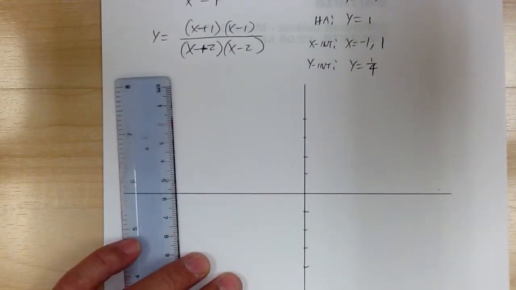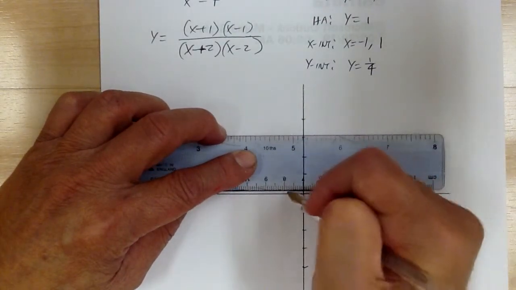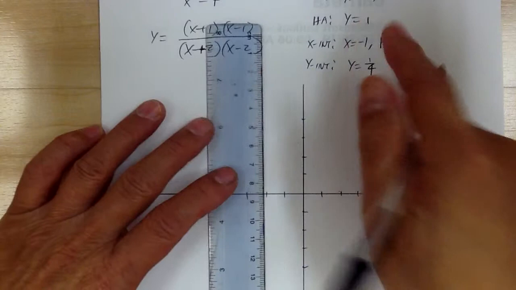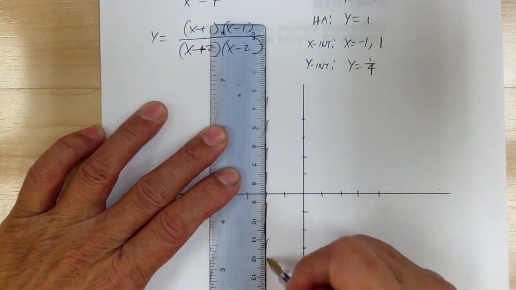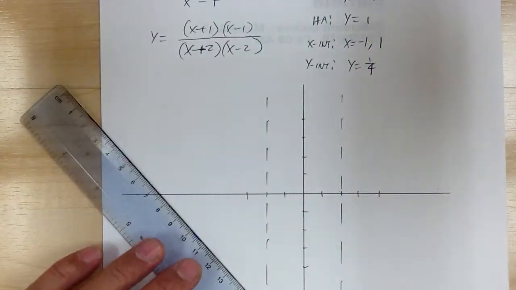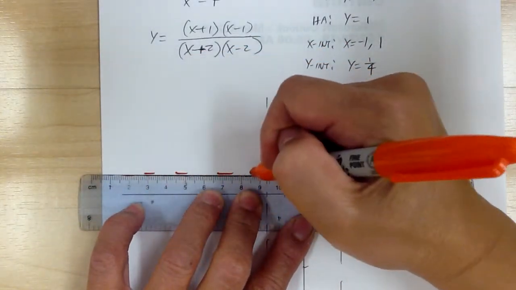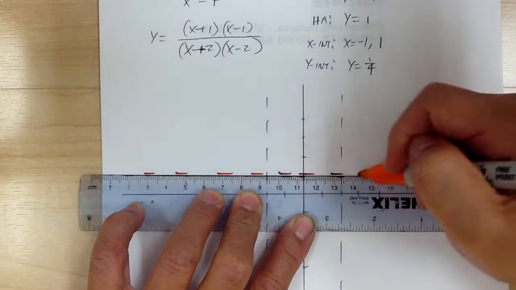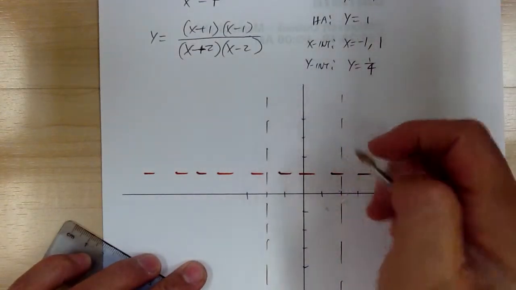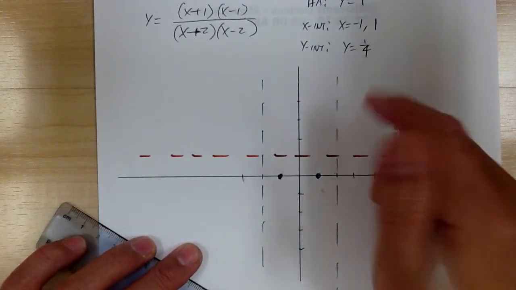The reason I'm not using the graph paper is because this is too tiny to show on the screen. So I'm just making a bigger division so you can see it more clearly on the video. Vertical asymptote is negative 2 and positive 2. Horizontal asymptote is y equal to 1. And the x-intercepts are negative 1 and positive 1. And the y-intercept is 1 over 4.